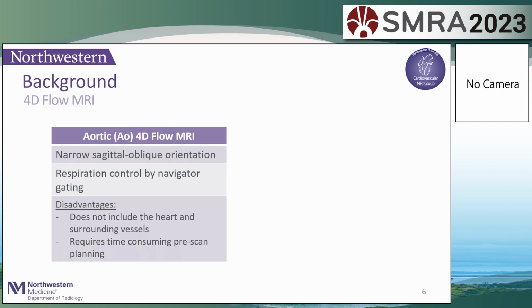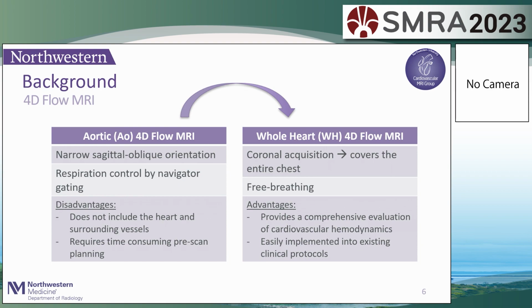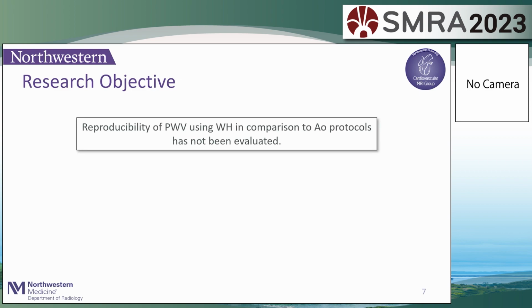For this reason, in large academic centers, there has been a shift from an aortic 4D flow protocol to a whole heart protocol. This protocol is one that covers the entire chest and is free breathing, which means that it can provide a more comprehensive evaluation of cardiovascular hemodynamics by including the heart and surrounding vessels, and is also more easily implemented into existing clinical protocols.